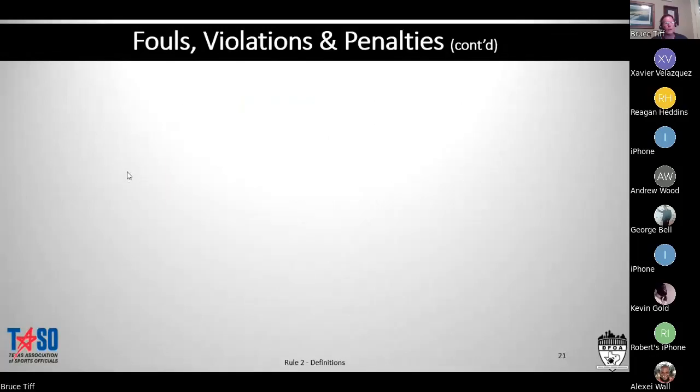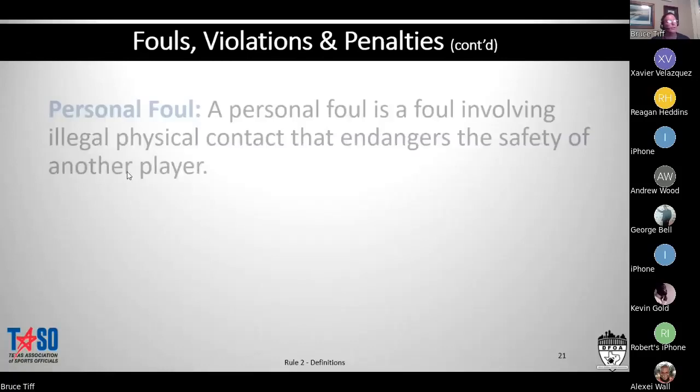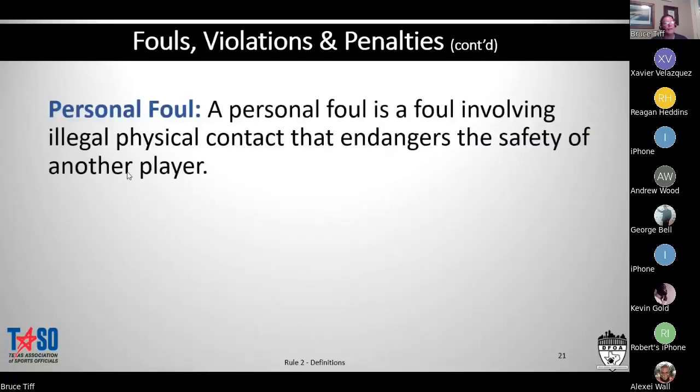Okay, let's talk about some specific types of fouls. We hear this a lot when we watch football. Personal foul. This is a foul that involves illegal physical contact that endangers the safety of another player. These are what we would typically call the big ones, the 15-yard fouls.